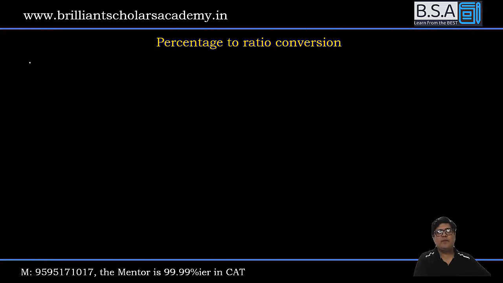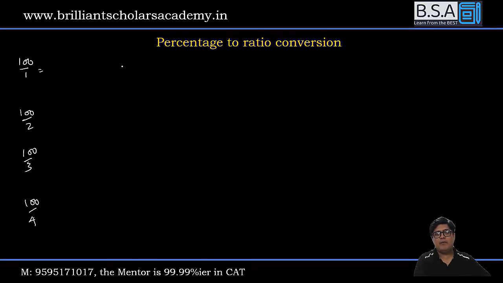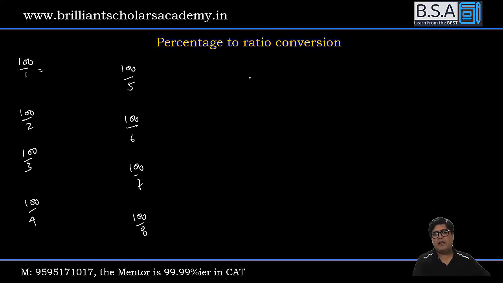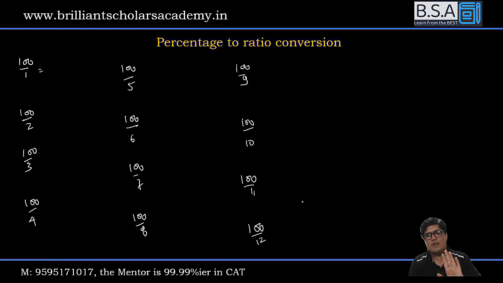What I want from you is 100 divided by 1, 100 divided by 2, 100 divided by 3, 100 divided by 4, 100 divided by 5, 6, 7, 8, 9, 10. If you have decimal values, write down 2 decimals exact. 100 by 13, 100 by 14, 100 by 15.